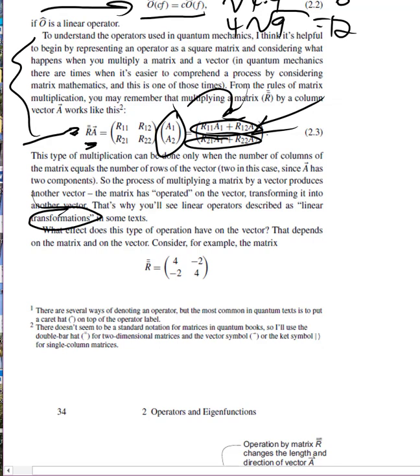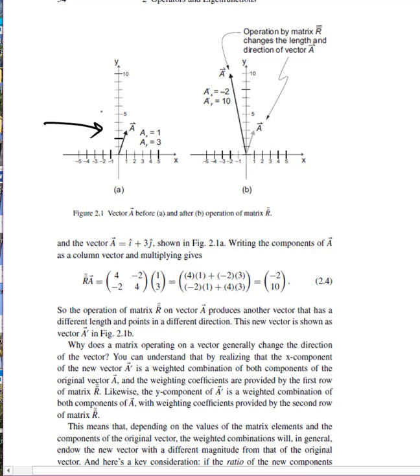Okay, what does that really do to that vector? To understand that, I think it's really helpful to see a concrete example. So I made up this matrix R, which has these 4 elements. Let's see what it does to a vector. Here's a vector. We'll take this guy, A, which I just call 1, 3. That is, A sub x is 1, A sub y is 3. So there it is. 1 step in the x direction, 3 steps in the y direction. Let's apply our matrix R to that. Here you see the math, the multiplies happen, and you get this new vector, minus 2, 10. Minus 2 in the x direction, 10 in the y direction.